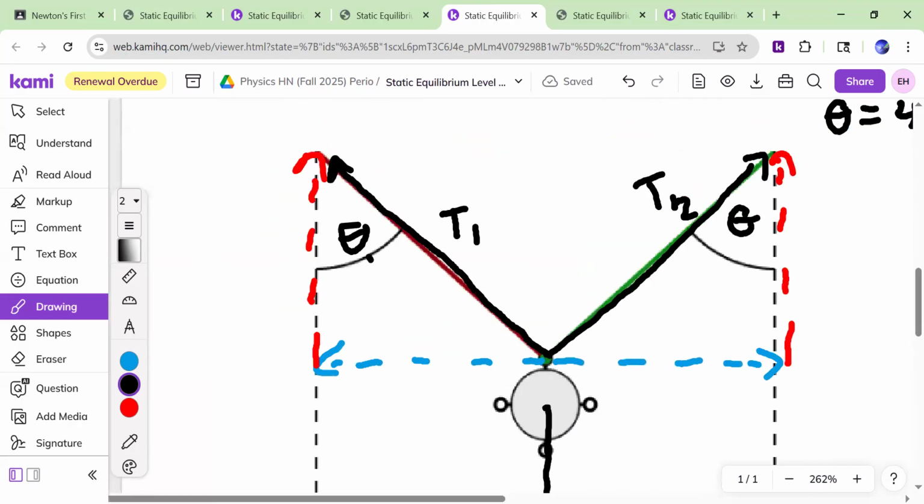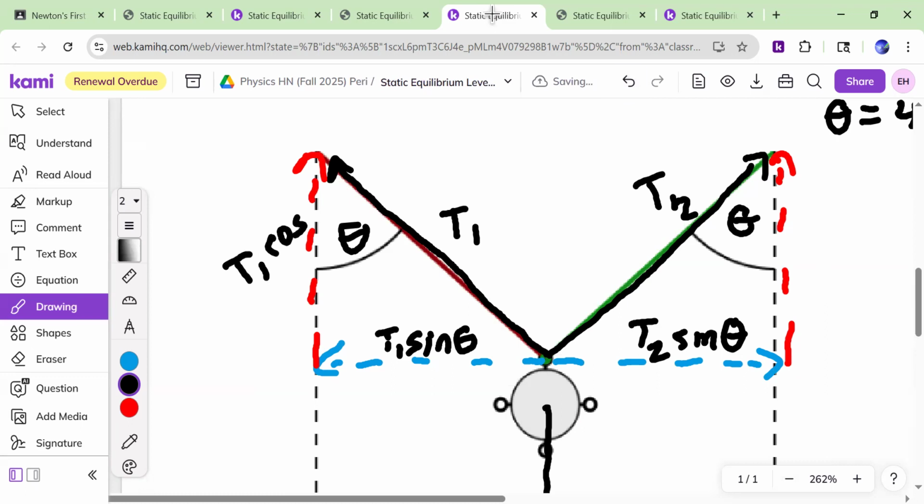Okay, what are my components? Well, just like last time, the blue component is opposite, and opposite goes with sine. So that makes the blue component T1 sine theta. But that makes this component also, this one would be T2 sine theta. Now the red components, if you remember what we did in the last problem, the red components are the adjacent side of the triangle. That makes them attached to cosine, and that component would be T1 cosine of theta and T2 cosine, oh, not sine, sorry, cosine of theta.